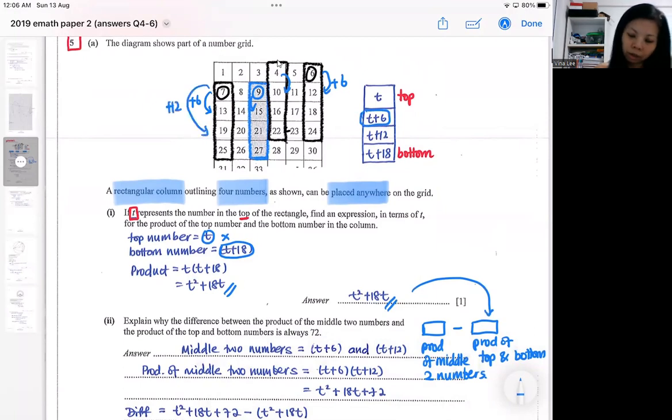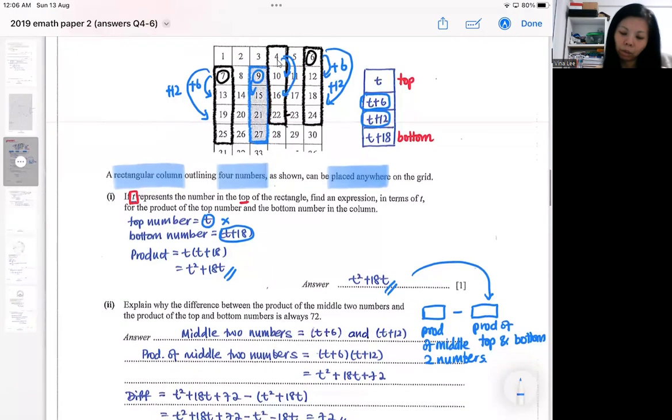So you observe the third number. You realize that every time you're adding 12. That's why my middle two numbers, my second number, will be T plus 6. You need to observe a few vertical columns. Then my third number is T plus 12.